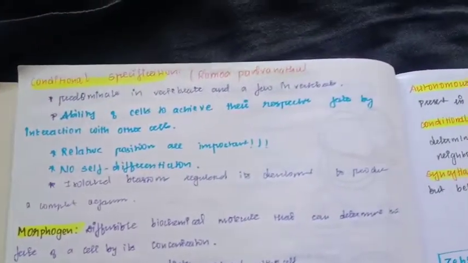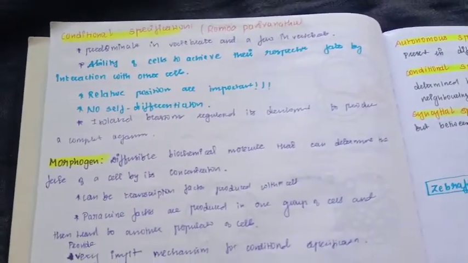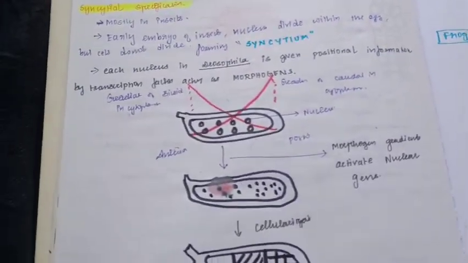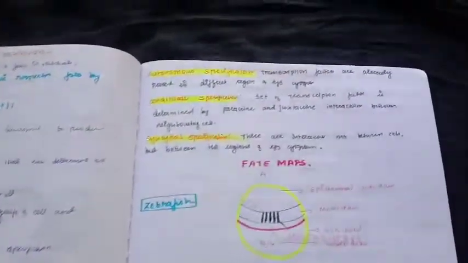So these are the things. This is how I'll write. Autonomous specification means another concept, conditional specification means another concept. So these are the different types of specification and their examples.